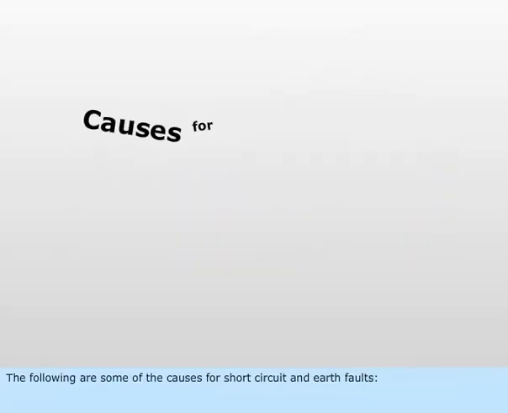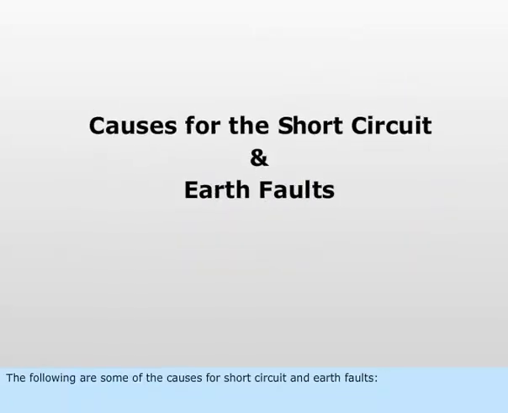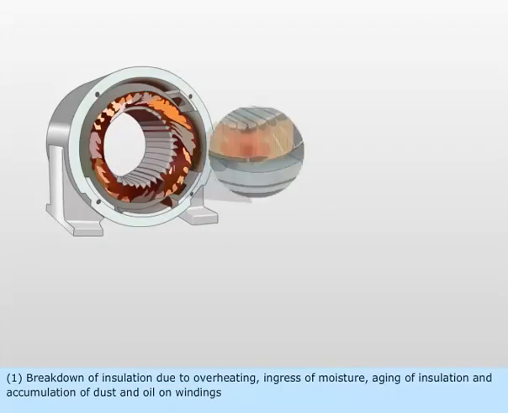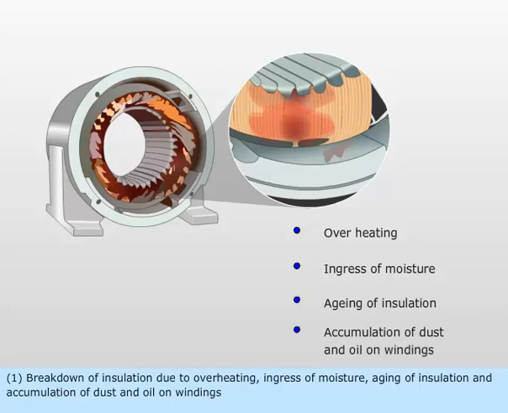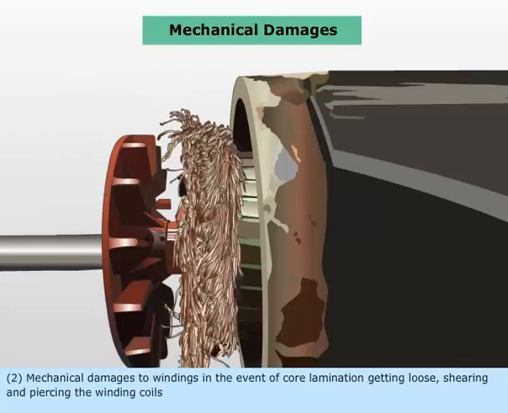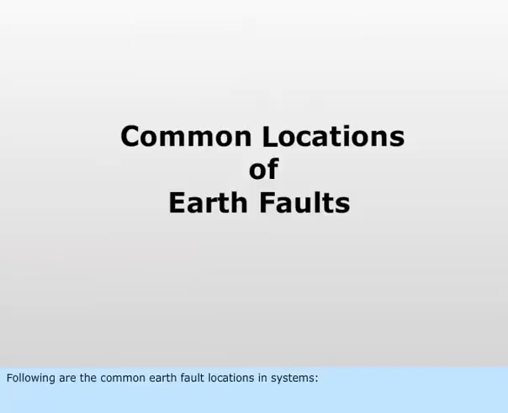The following are some of the causes for short circuit and earth faults. 1. Breakdown of insulation due to overheating, ingress of moisture, aging of insulation, and accumulation of dust and oil on windings. 2. Mechanical damages to windings in the event of core lamination getting loose, shearing, and piercing the winding coils. Following are the common earth fault locations in systems.